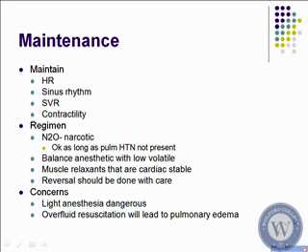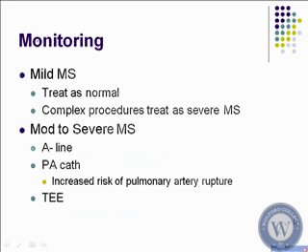The other thing is you've got to watch for fluid overload. This leads to pulmonary edema, so giving this person a lot of fluids may not really work, because it's not going to get across the valve. Treat as normal if you have mild mitral stenosis. If it's a complex procedure, treat as severe MS. In other words, if you're going into something intra-abdominal or intrathoracic and you have mild MS, treat them like there's a true MS: give them an A-line, PA catheter, do the works. Put the TEE on them as well. Might as well keep yourself safe.